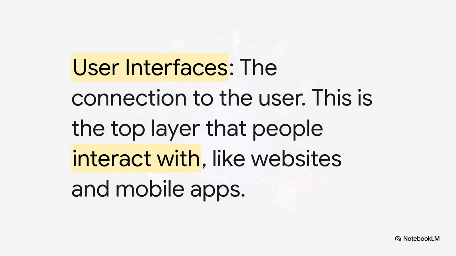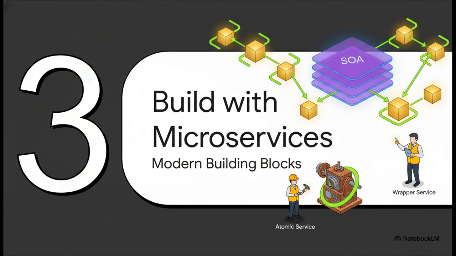And finally, at the very top of our structure, we have the user interfaces. This is how people actually interact with our beautifully architected system. It's the websites and the mobile apps. And right there, you can see the complete blueprint, from the foundational hardware all the way up to the end user. So SOA gives us the master plan, right? It's the blueprint. But how do we actually manufacture the bricks?